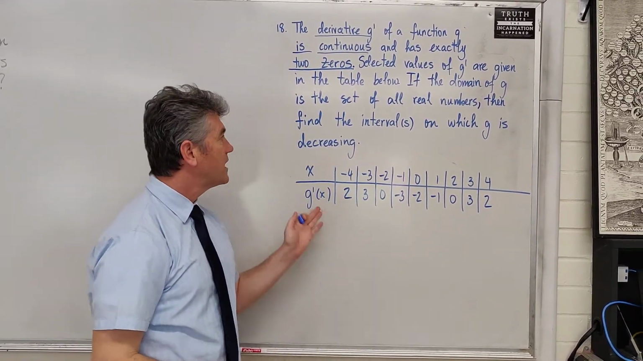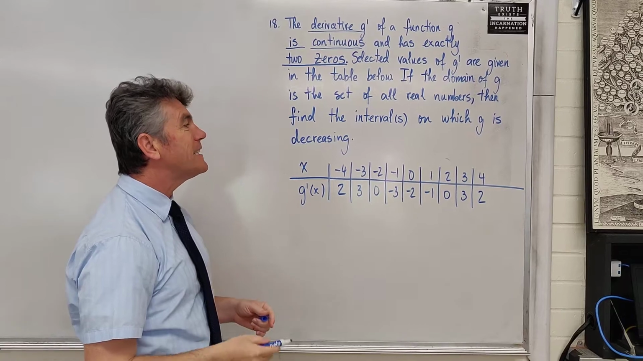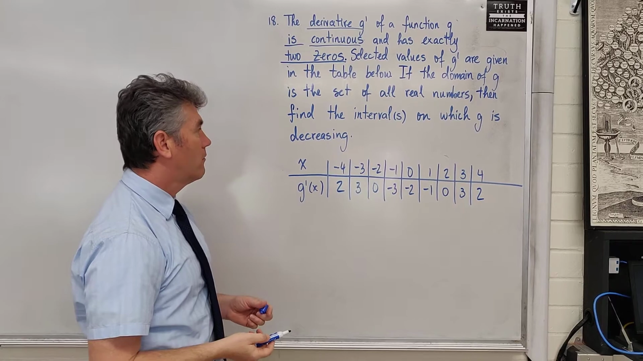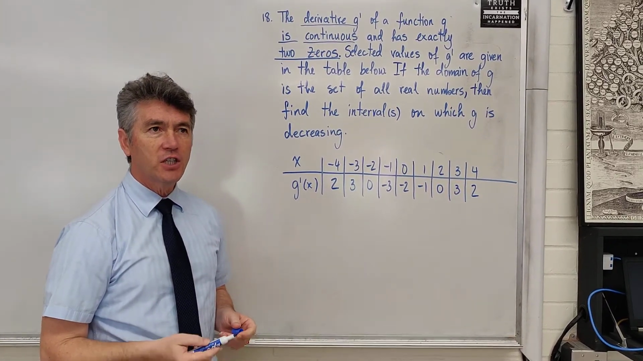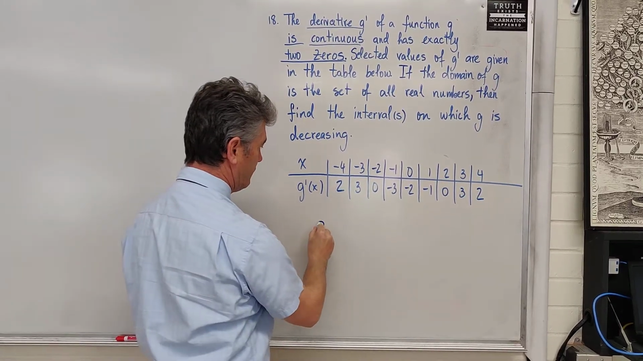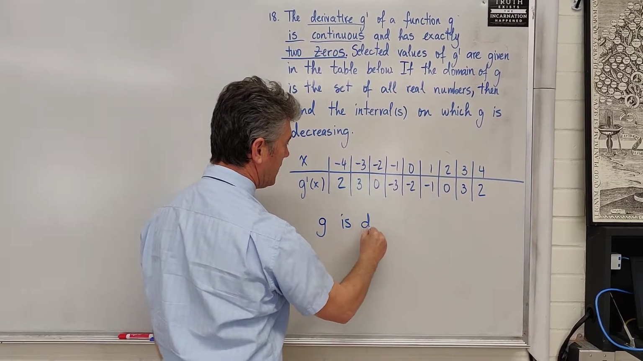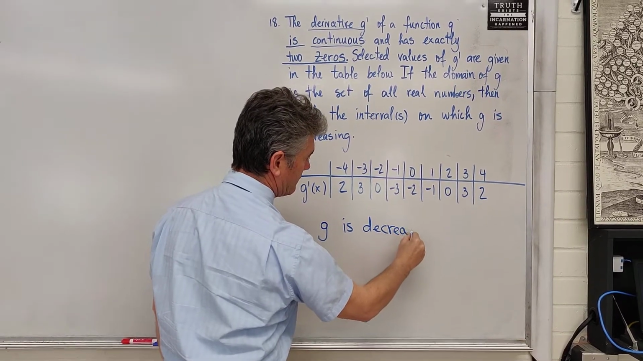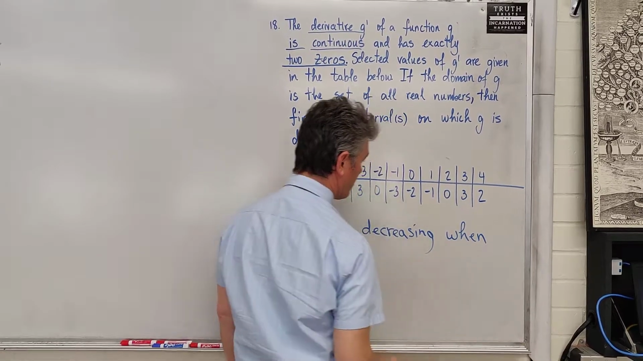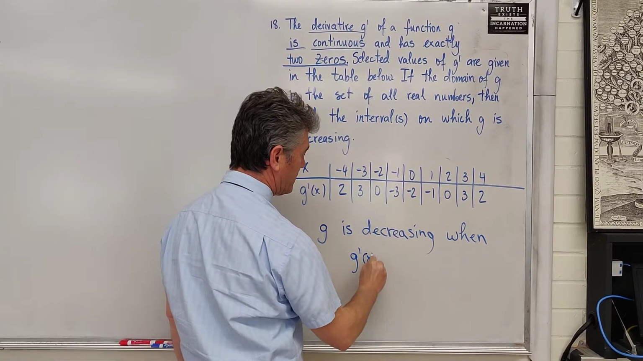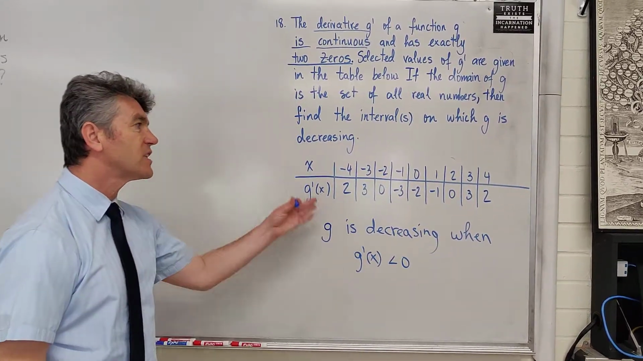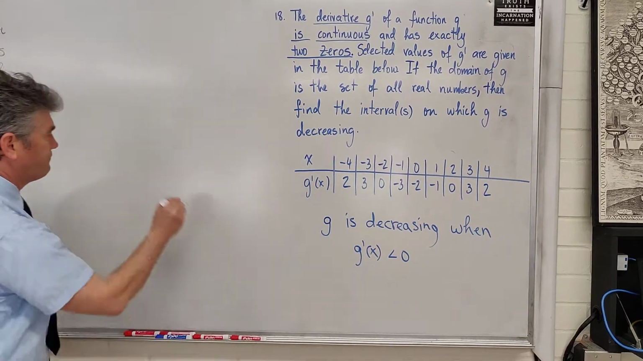We're given a table with selected values of g prime, and based on those values, we have to figure out where g, the function g, is decreasing. Let's quickly review that. g is decreasing when g prime of x is less than 0. So based on this table, we're going to make a sign graph.